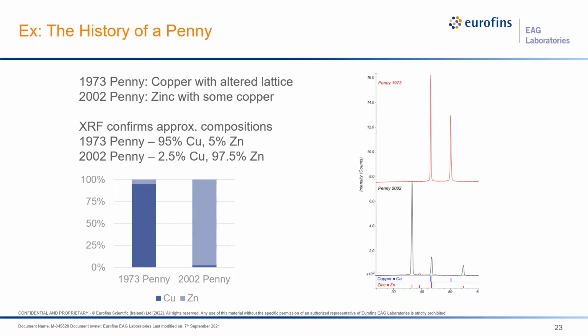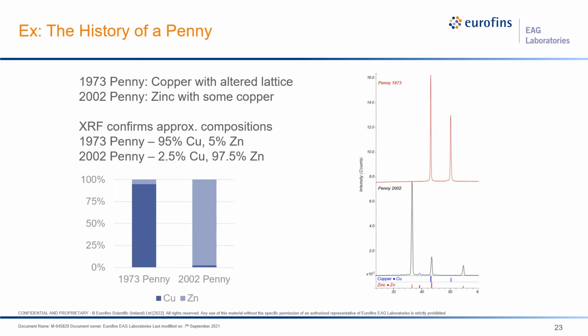Running the same XRD measurement on this penny resulted in a very different spectra, one that matched up with the hexagonal zinc structure. You can see the structure and the XRD pattern on the bottom right here. However, there were a few extra peaks in addition to the hexagonal zinc. These peaks matched up to cubic copper, and XRF was able to confirm the presence of both zinc and copper in this penny, but they were in a very different ratio than the first penny.